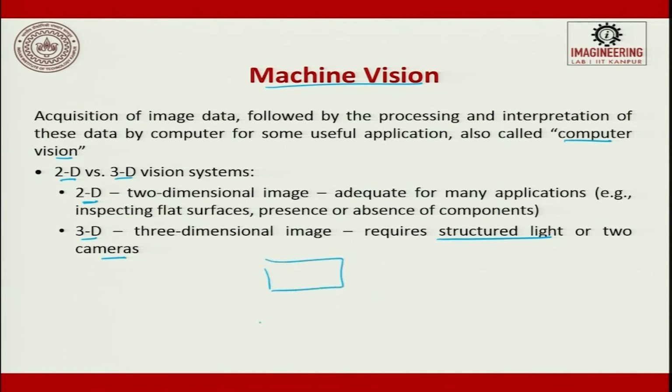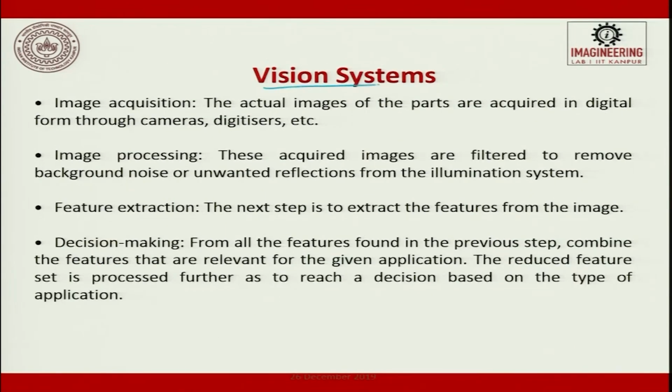So, you will have an object, you will have two cameras. These two cameras will give you images. This will give you a 2D image. When we try to reconstruct these 2D images, we get a 3D image. From the 3D image, we try to give the interpretations. So, in machine vision, you can have a 2D vision system and a 3D vision system. When we talk about the vision system, there are 4 steps. First is image acquisition. The image acquisition is the first part.